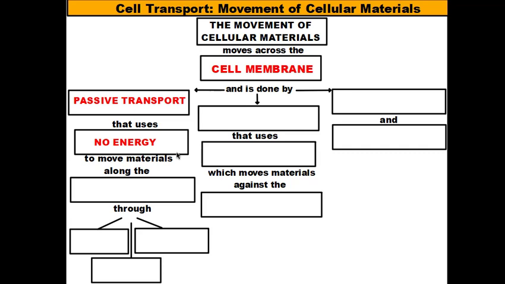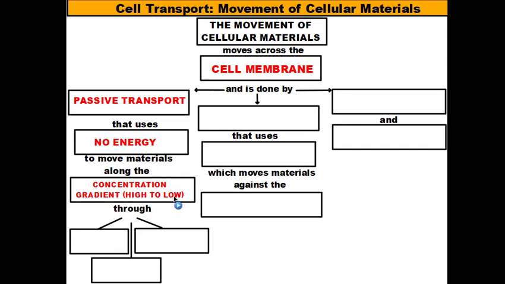The reason passive transport does not use energy is because molecules move along what we call the concentration gradient. You have to remember, a concentration gradient is when one area has a lot of one thing, so it's a high concentration, and another area has not as much stuff, so it's a low concentration. Moving along the concentration gradient means you're going from high to low. That's your natural movement or natural flow.